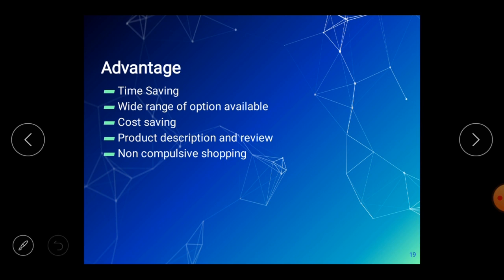We can compare products. If we have any confusion among two or three products, we can compare them easily with the help of other websites. We can also see the review of the product, meaning a customer who has already bought the particular product writes a review of how the product works. So these are some advantages of online shopping.